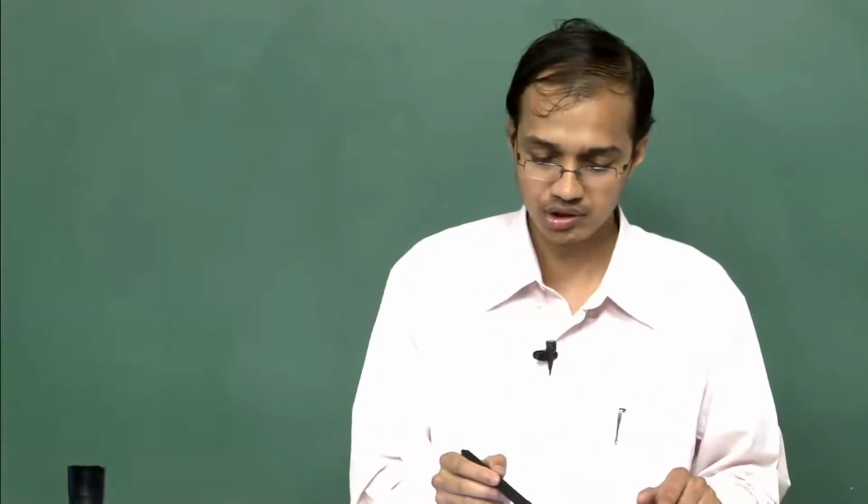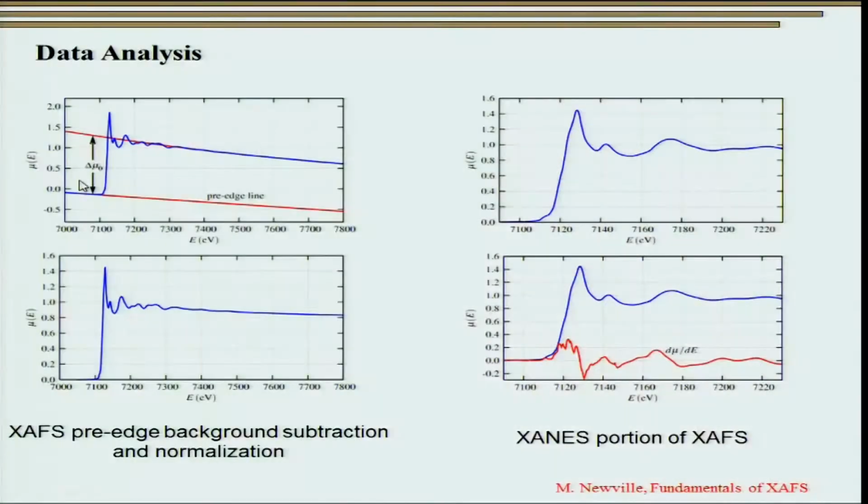So, you see over here, this is the kind of data that we get, which is nothing but mu of E versus the energy, right. So, this mu of E comprises both things, right: the XANES data, which is very close to the absorption edge, shown over here and which we can separate, and the data which is far off from the absorption edge.